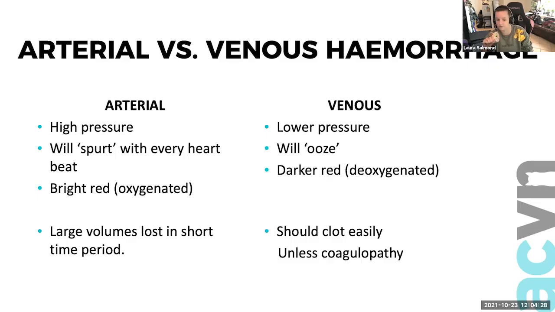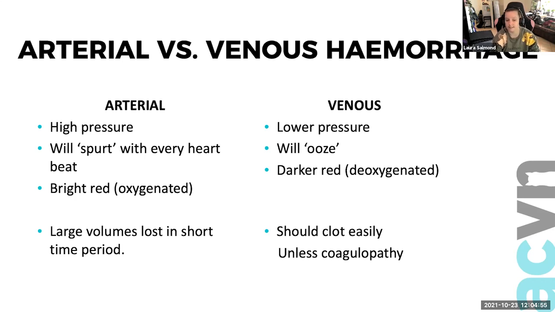You've probably seen it on Grey's Anatomy or something like that. Someone comes in and there's blood just everywhere. An arterial bleed is very obvious because the blood coming out will come out hard and fast and it will go everywhere. It will also be bright red because the arterial blood is oxygenated. An arterial bleed can result in large volumes being lost in a short time.